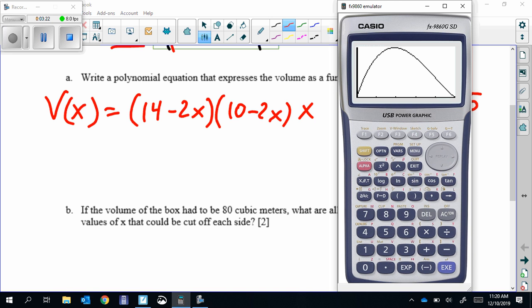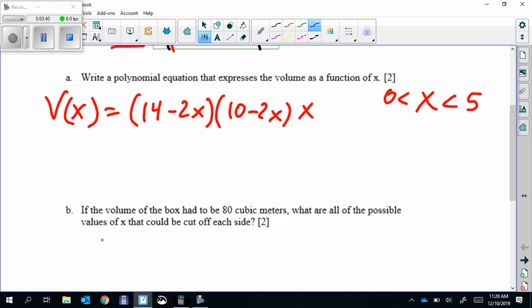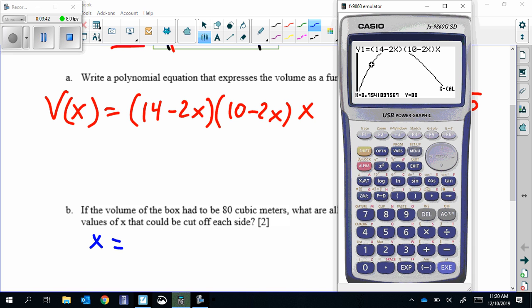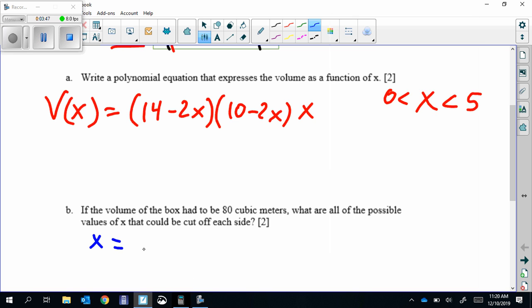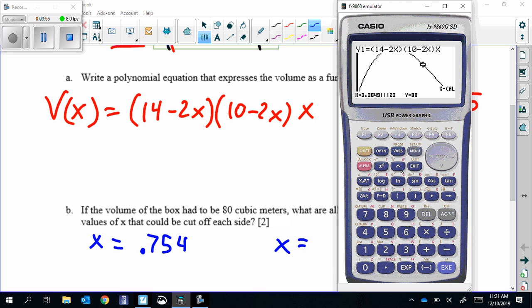If the volume of the box has to be 80, that means Y is 80. G-Solve, X calc when Y is 80. We're going to get two answers, this one and that. They're both kind of messy decimals. 0.754 and 3.365.